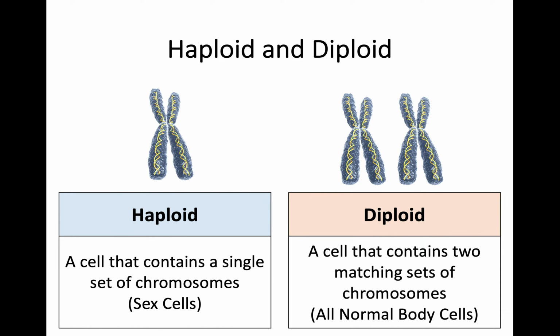However, sex cells, or gametes, such as sperm and egg, are haploid. They only contain a single set of chromosomes. And that's because a haploid egg and a haploid sperm are going to combine during fertilization to produce a diploid zygote. But we'll come to this in a different key area.